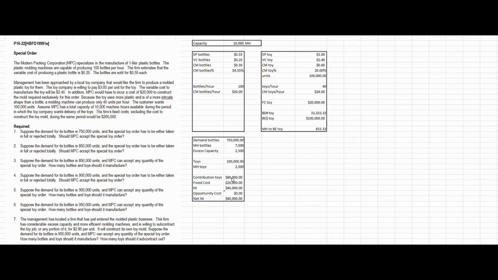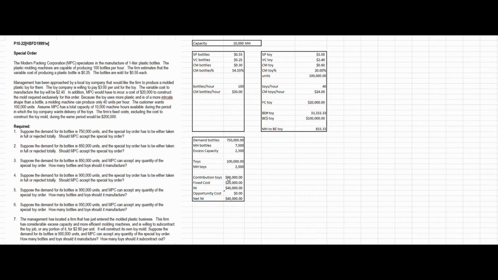So we can come down here, and basically our decision is accept or reject. So obviously if we reject, the net effect's going to be 0, so we don't have to lay that out. So what we will do here is calculate the economic effect of accepting the special order, given that the demand for bottles is 750,000 units. All right, so we'll make 100,000 toys. We will use 2,500 hours to do so. We have 2,500 hours available.